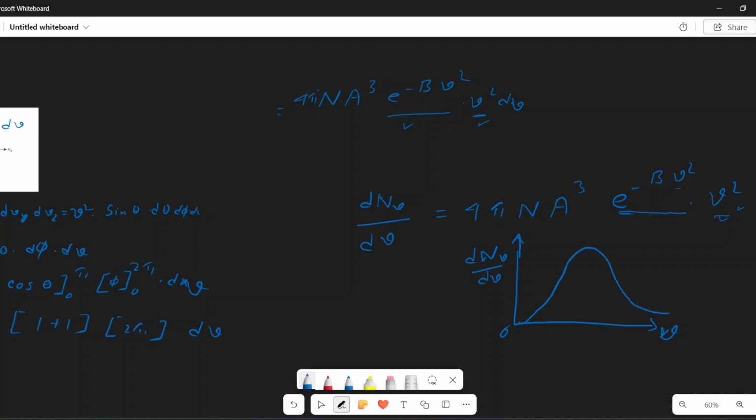Somewhere here is the dv region. This is the dv region. Another interesting fact is that this curve is called the Gaussian distribution curve.